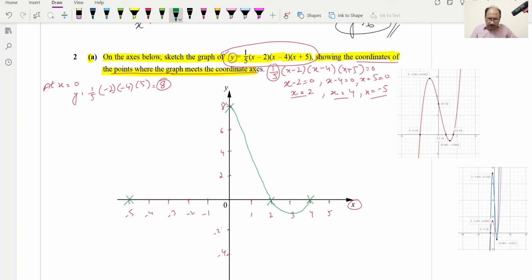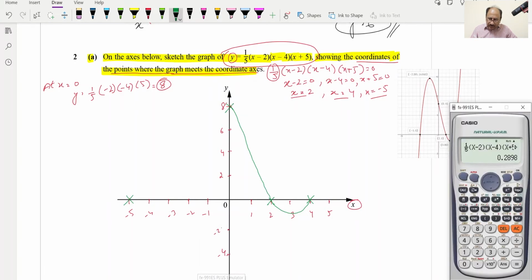Now from 0, for an x value a little lesser than 0, we can take x is equal to minus 0.5 and check, and this is equal to 10 point something, so it is further going up.